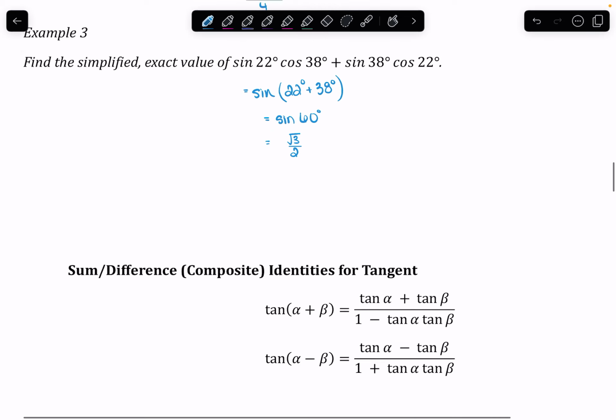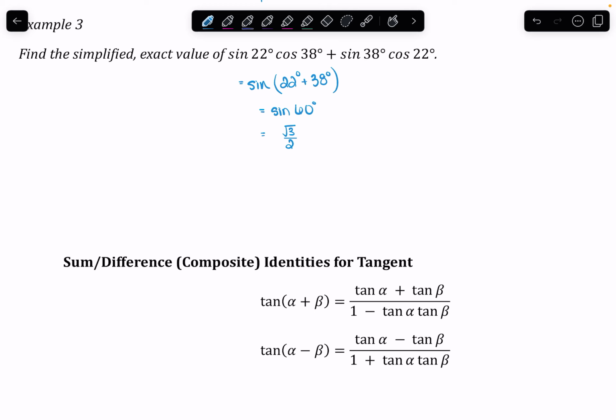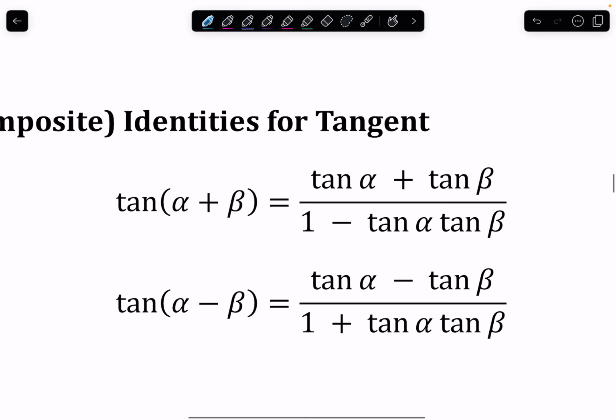All right, tangent. Tangent is a little more complicated. We also have a sum and a difference for tangent. Because tangent is sine over cosine, you could use a composite for sine in the numerator and then the composite for cosine in the denominator, but that is going to be far more complicated to simplify. So this is your best bet.